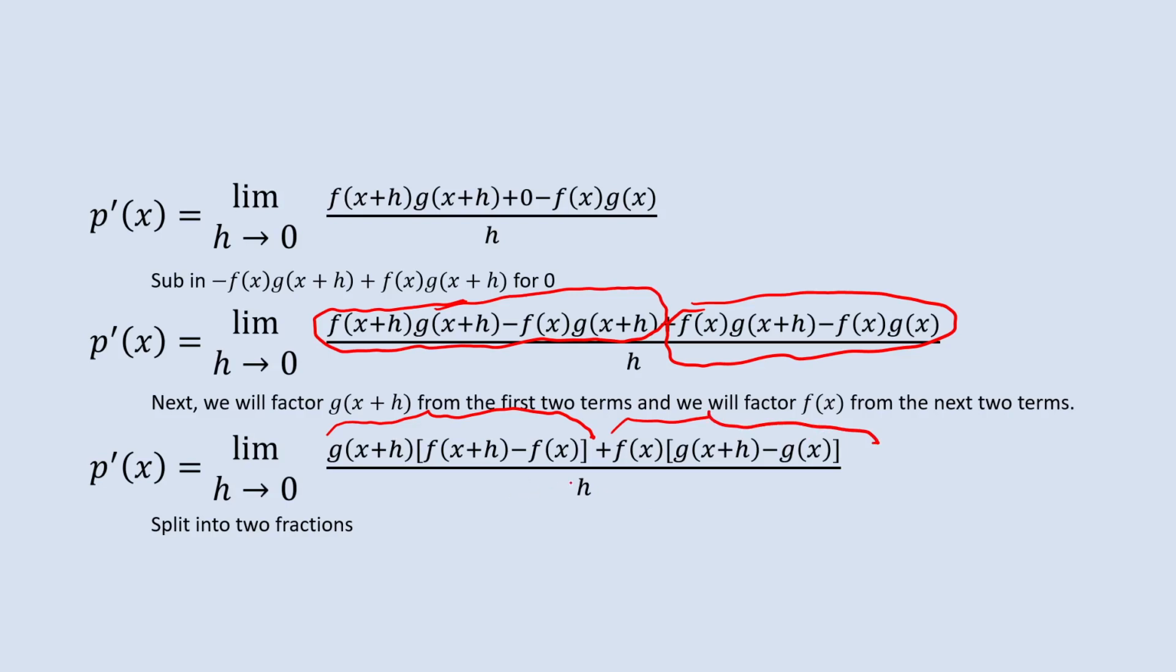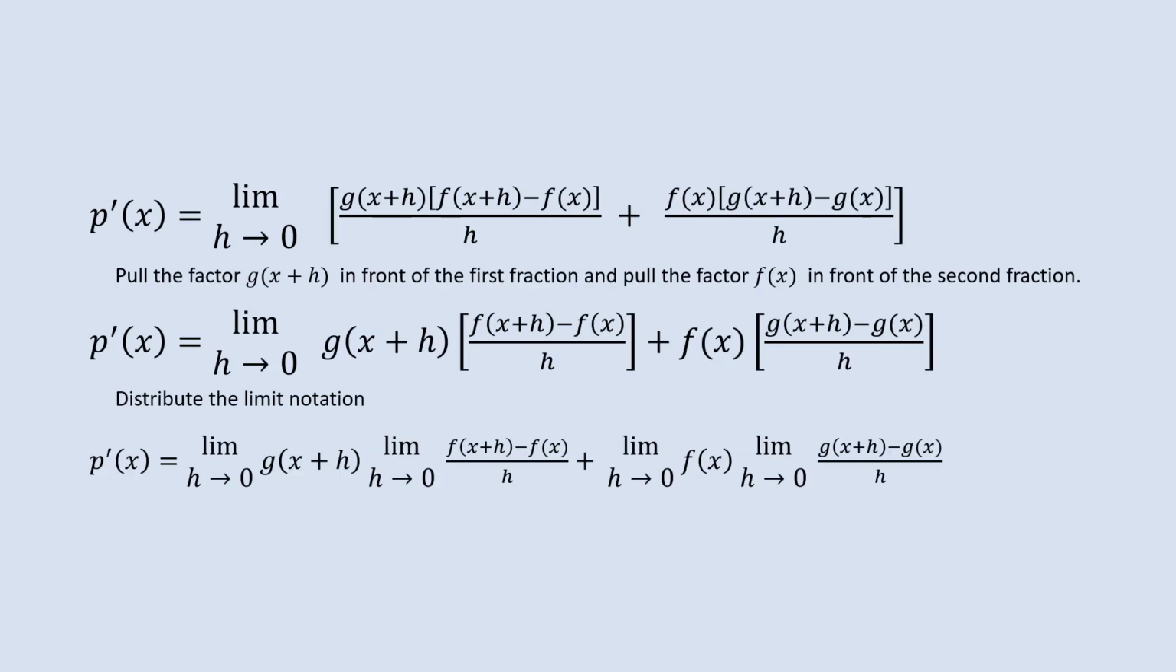Now, we're going to split this into two fractions. If you'll notice, what we've got is this part of the numerator plus this part of the numerator all over h. Well, we're going to switch that around to be the first part of the numerator over h plus the second part of the numerator over h. In a sense, it's just grade school fractions. And so that's what we get in this line here. We just split apart that fraction.